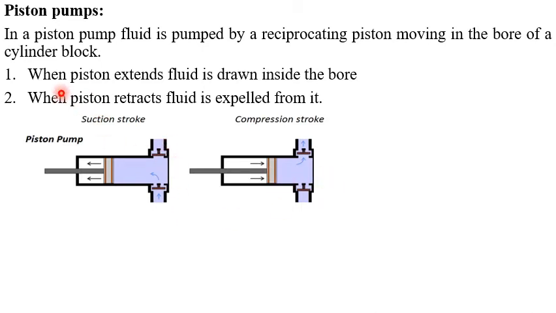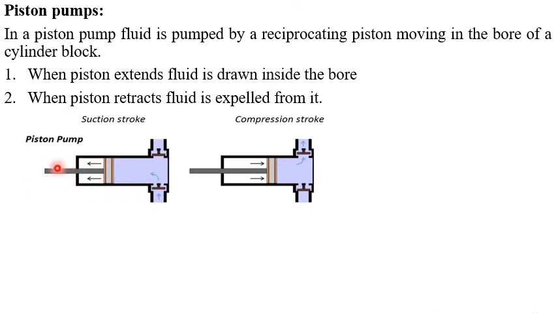Now I will go for the first stroke. When the piston extends, meaning the piston is moving outward, it drags the liquid into its chamber, that is nothing but a cylinder bore. As liquid fills, the piston travels outward, the inlet valve opens and the outlet valve is closed. Because of prime mover movement, the piston is moving outward.